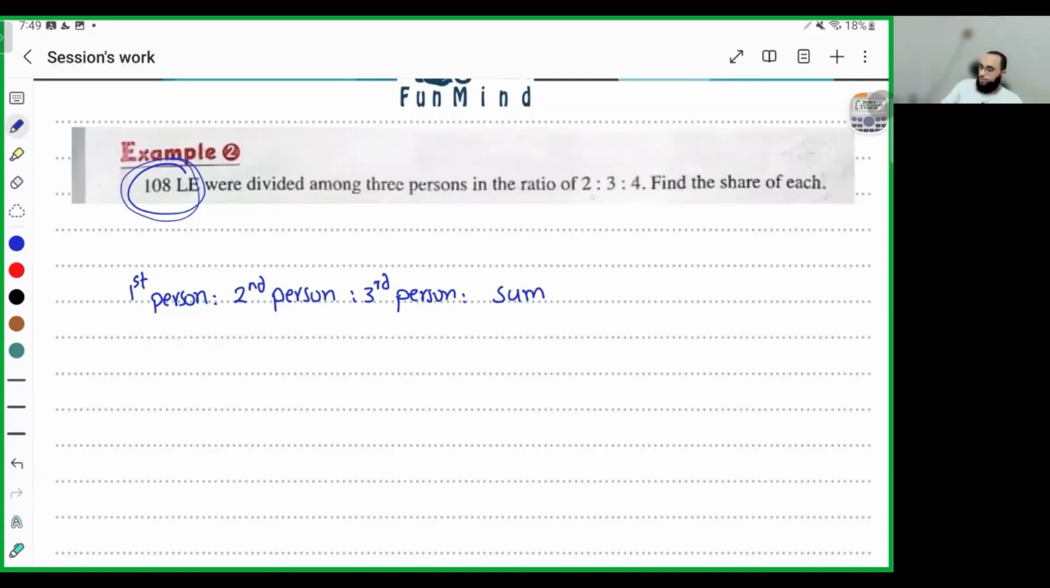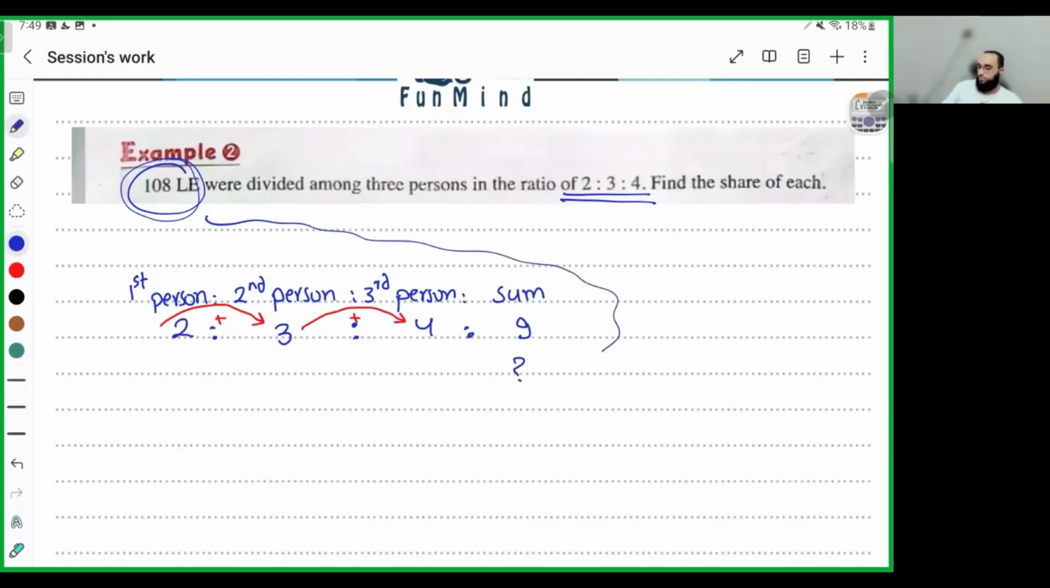Firstly, we have to write the ratio. What's the ratio? It's 2 to 3 to 4. The next step is to add all of these ratios. 2 plus 3 is 5, and 4 is 9. Write the 9 here. Below the 9 is the actual sum, which is 108. Right now, it's a bit easier. How can you get the x, which is the first person's share?